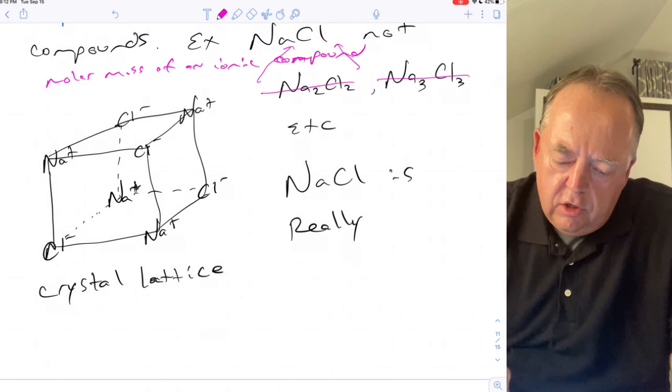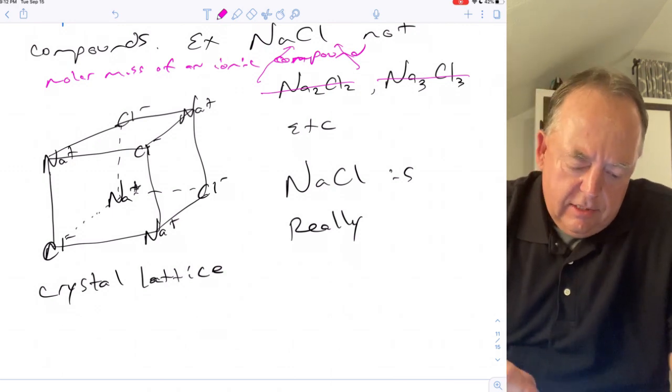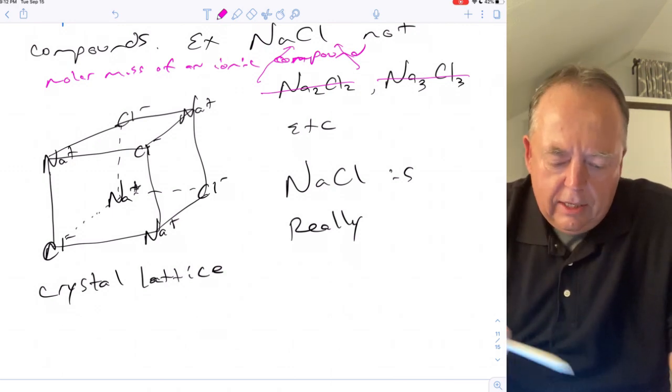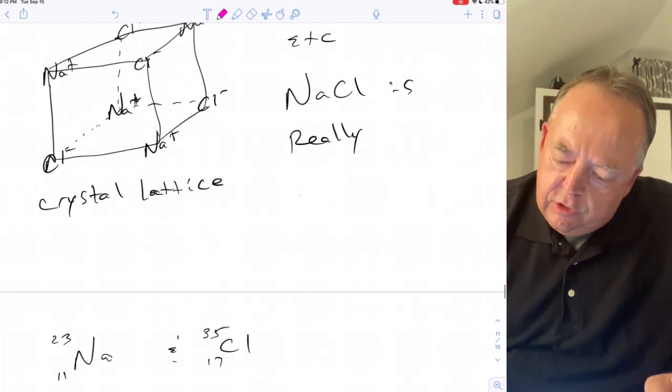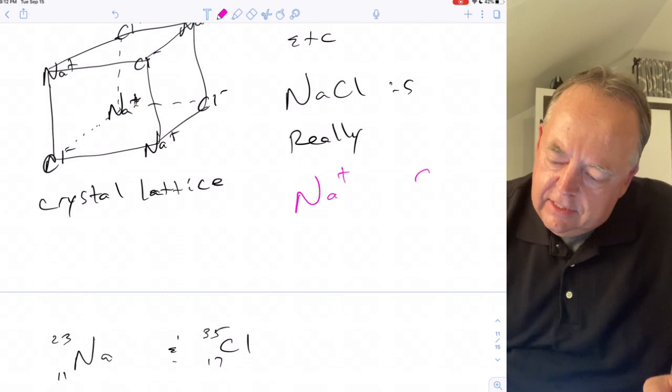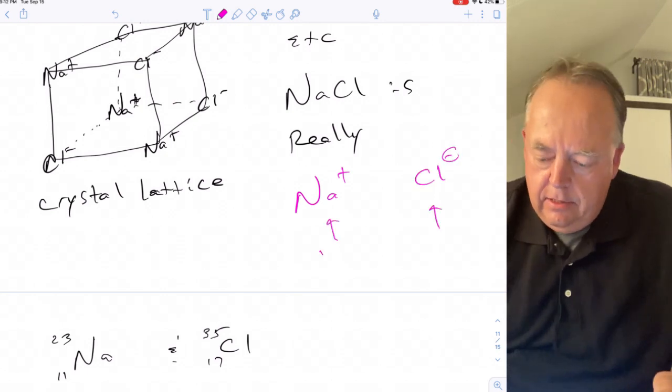So sodium chloride in the crystal lattice would look something like that. If you notice, the sodiums and chlorides are not sharing electrons, but NaCl is really Na plus and Cl minus. It's really a sodium cation and a chloride anion.